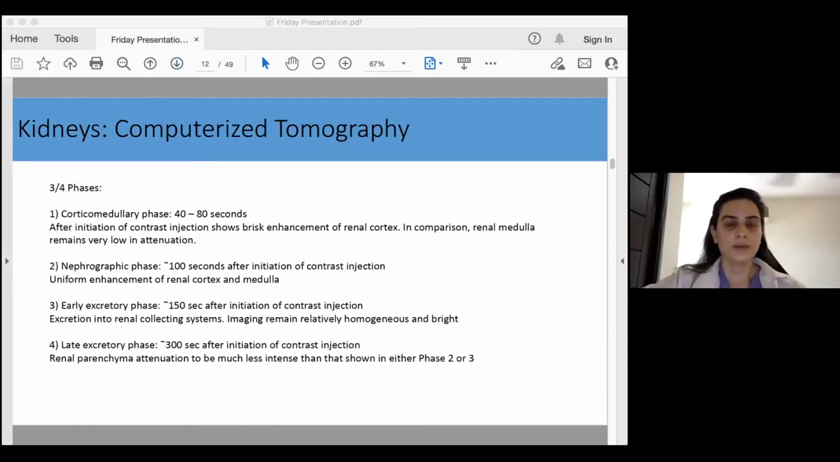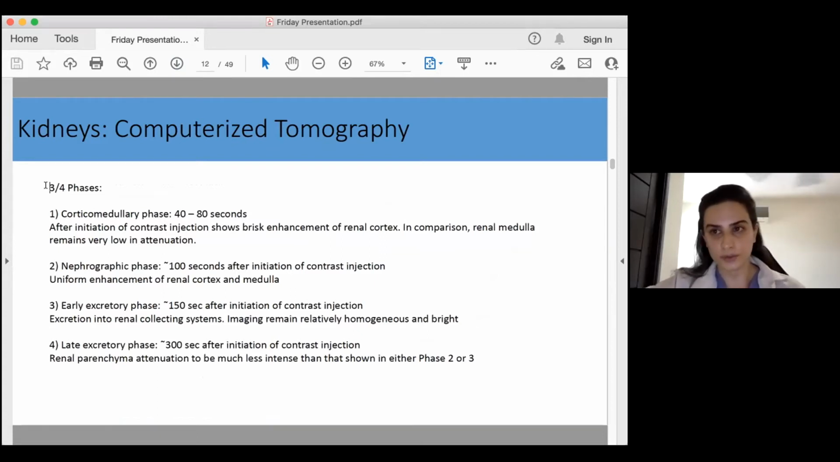So then we move on to the modality of the computerized tomography. This was important for me to learn because it helped provide me a clear understanding of when we order a CT scan of the kidneys and when we ask for it to be with a contrast, that we need to be mindful that there are different phases, usually 3 to 4, depending on which author you follow, that helps us visualize the kidneys appropriately. The first phase is known as the cortical medullary phase.